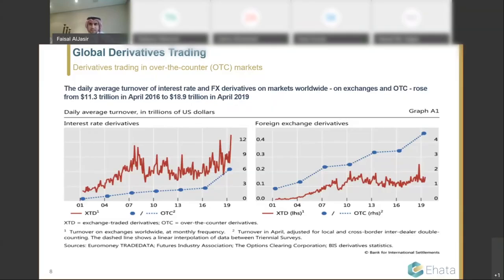But yet we can see that the daily activity that happens in both OTC and exchange is huge on a daily basis. In Saudi Arabia, as per the SAMA 2018 annual report, Saudi Monetary Authority, OTC derivatives activity was more than 1 trillion Saudi riyal. So derivatives are not entirely new in Saudi Arabia when we consider the OTC market.